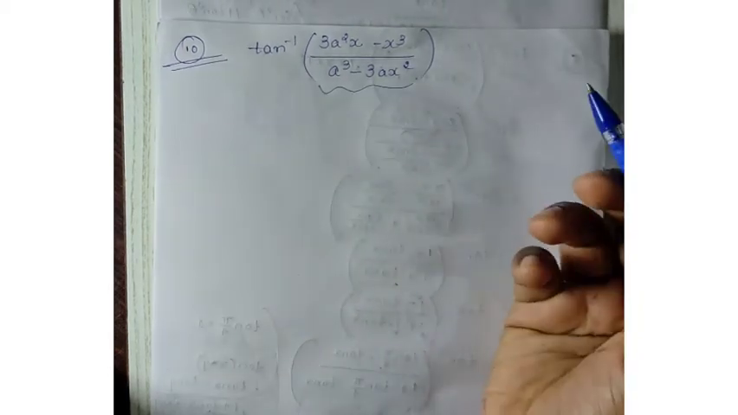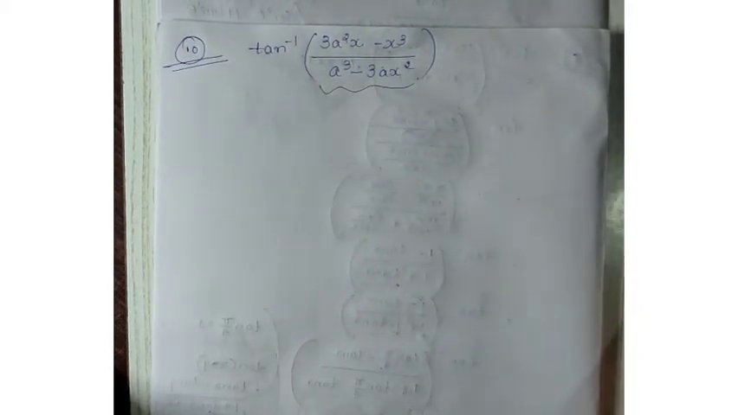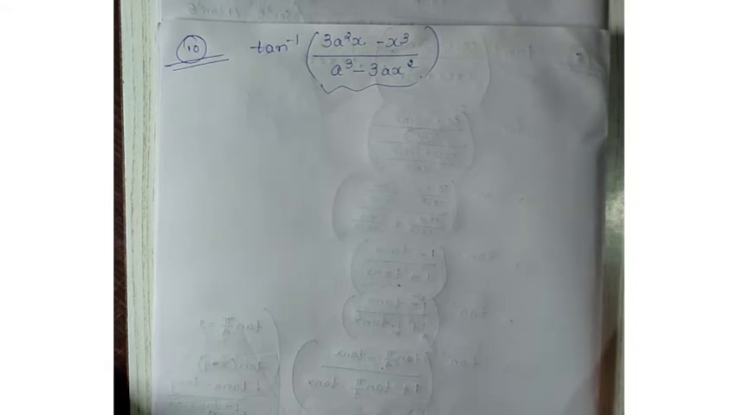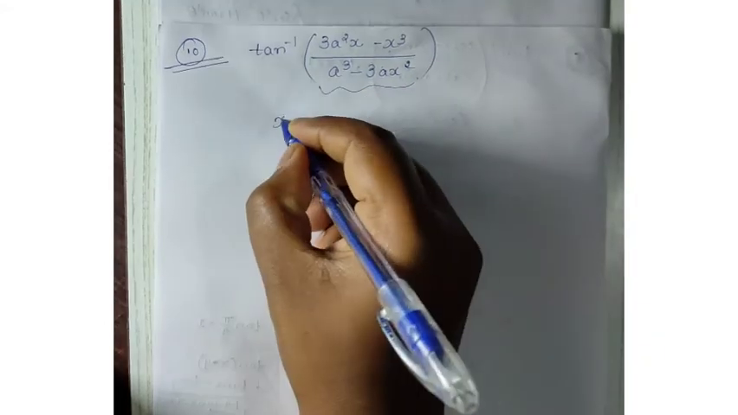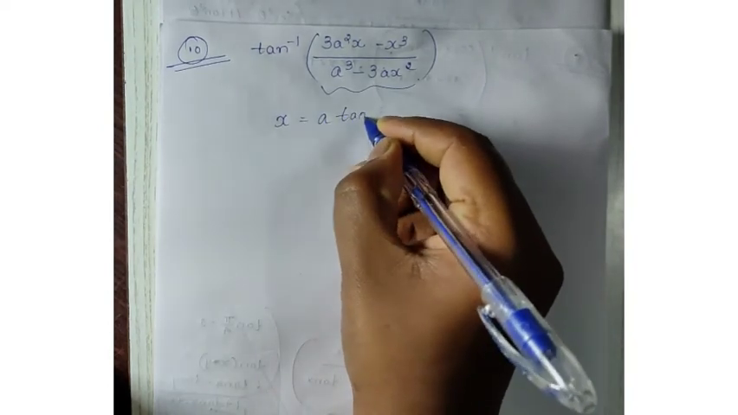So the 10th problem: tan inverse of (3a square x minus x cube) divided by (a cube minus 3a x square). So here again it is tan inverse, therefore we want this term in the form of tan. So what will be the value of x now? You can see a also, so we should not neglect a. Fine, a will help you. Therefore you should include a while considering the value of x. Therefore I'll put x as a tan theta.